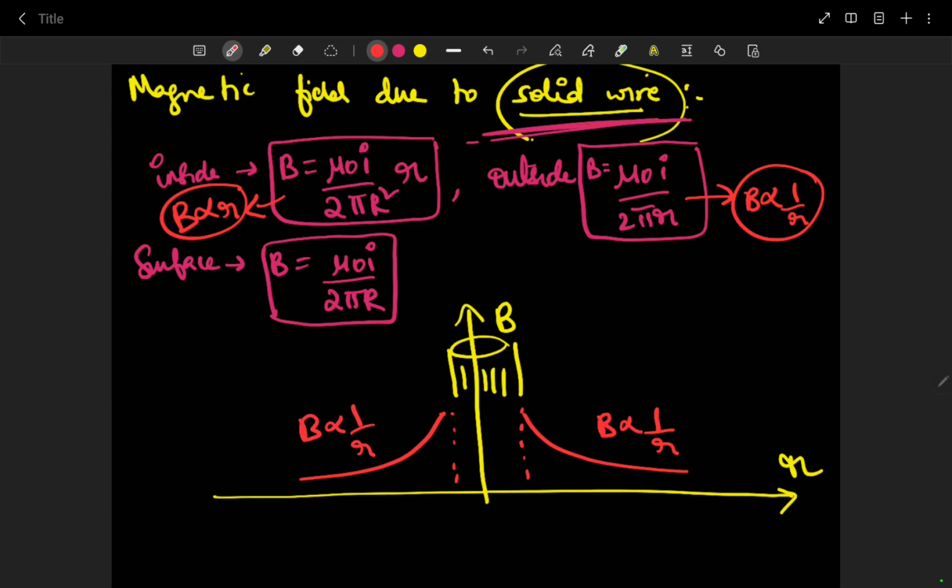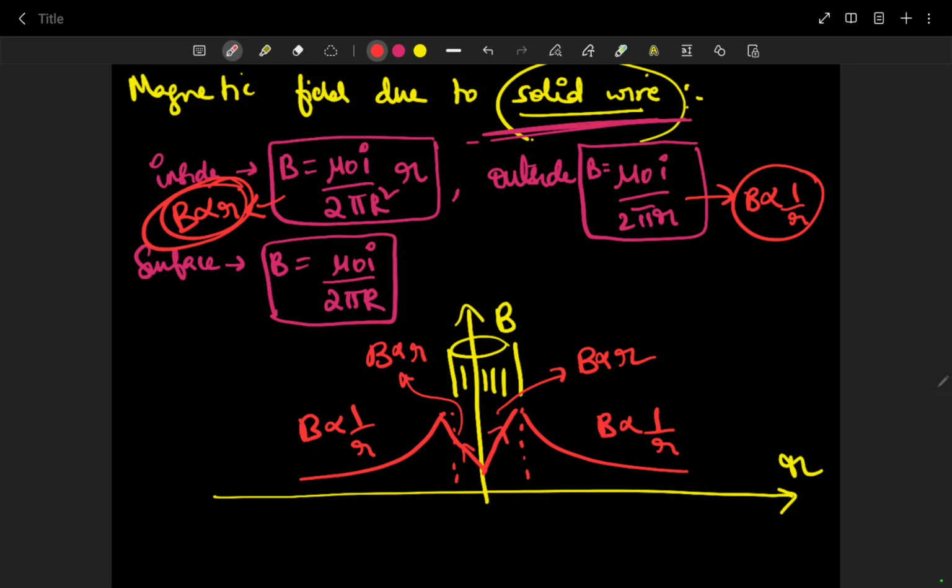And then inside it is not like it was previously. Previously we saw that B inside was 0 for hollow wire, but here it's not 0. Here inside it is actually directly proportional. For directly proportional, B increases as r increases, and B decreases as r decreases. So this would be the graph. This is direct proportionality, basically B directly proportional to r.